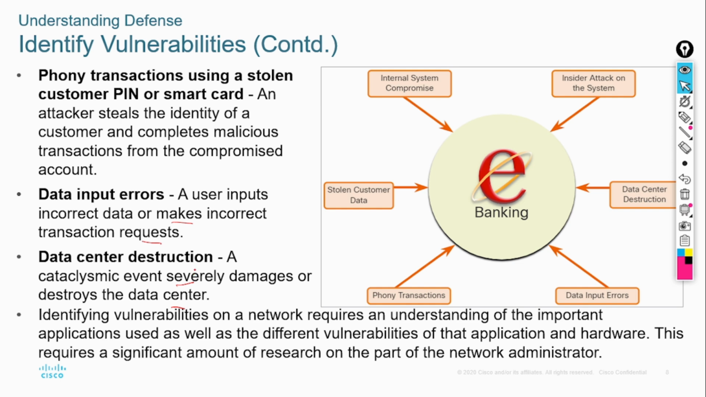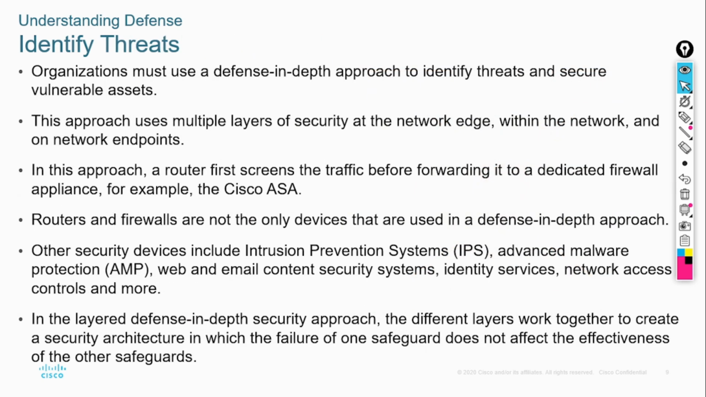Identifying vulnerabilities on a network requires an understanding of the important applications used, as well as the different vulnerabilities that exist on the application and the hardware. This approach uses multiple layers of security at the network edge, so you can have a router first to screen the traffic before it forwards it into a dedicated firewall, and so on and so forth.